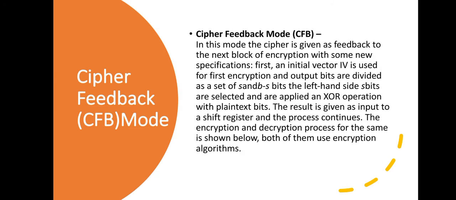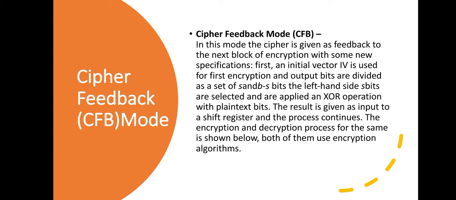Third one is cipher feedback mode. In this mode, cipher is given as feedback. As its name suggests, we are taking cipher as a feedback to the next block of encryption with some new specification, as we have also done previously in the cipher block chaining mode. But here some modification is done.